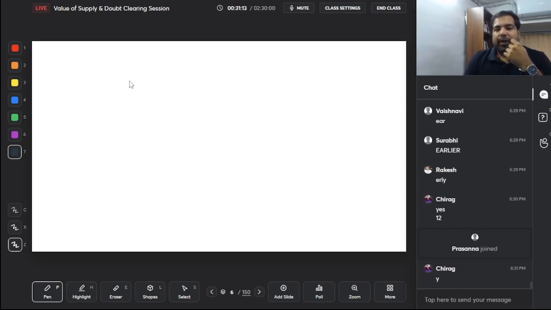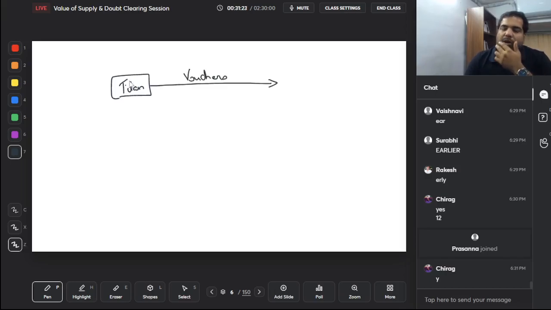Guys, let's say you went to Titan watches and you bought a voucher. You got 4 vouchers for 4,000 rupees. Please tell me here, does Titan know and does the government know what is the GST whenever your friend uses these vouchers?